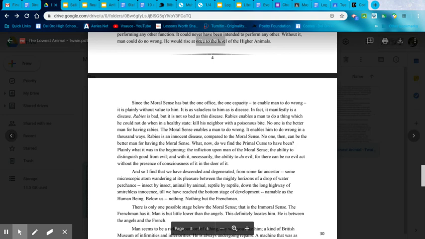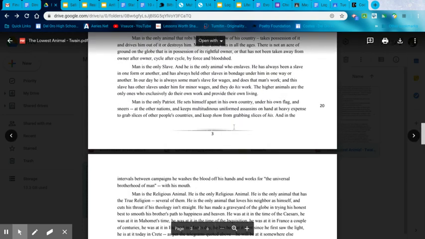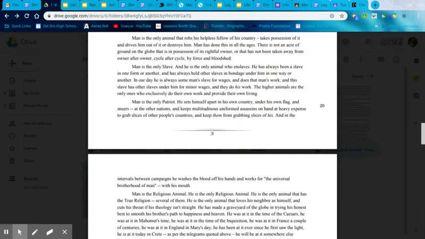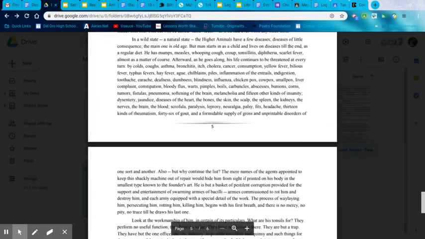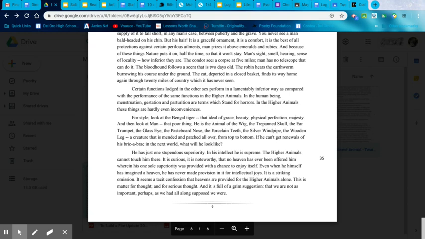All right. Okay, so I'm stopping right here at page 3, the bottom of page 3. So you have 4, you have 5, you have 6.